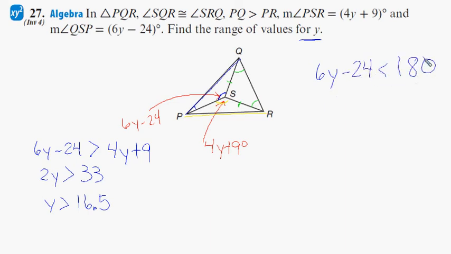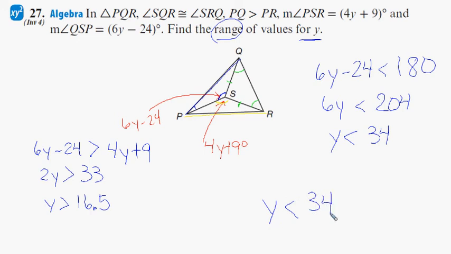That will help us find the other missing component when we're talking about the range of values. So 6y is less than, if we add 180 plus 24, we'll get 204. And then when you do that math, you'll get y is less than 34. Okay, so that is how we can say confidently that y is less than 34 and y is also greater than 16.5. It's a fairly heavy one because there are a number of concepts that are mixed together in this one.